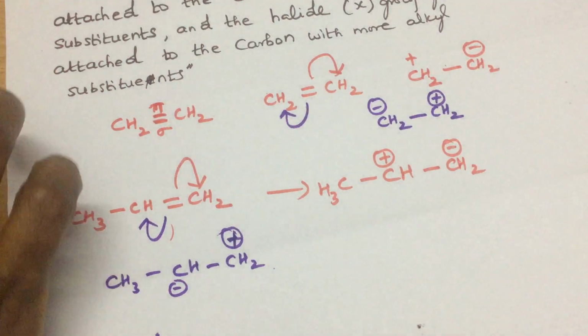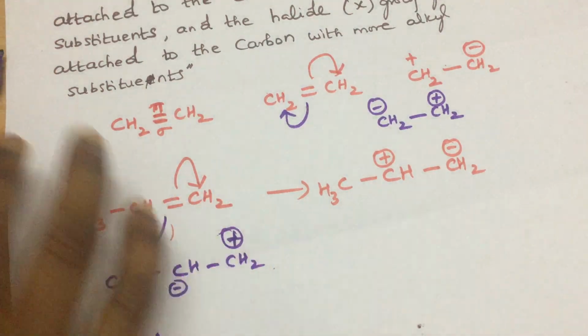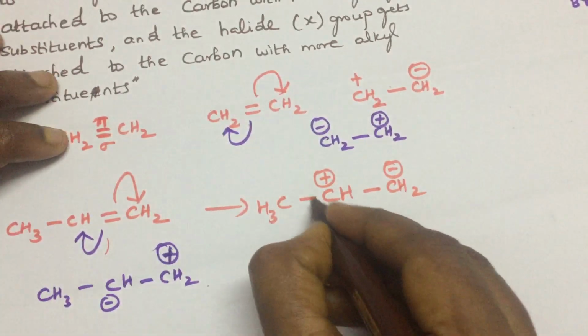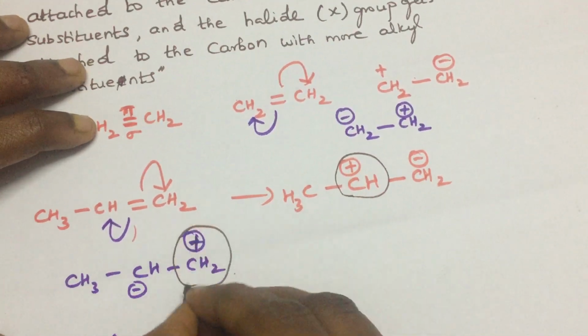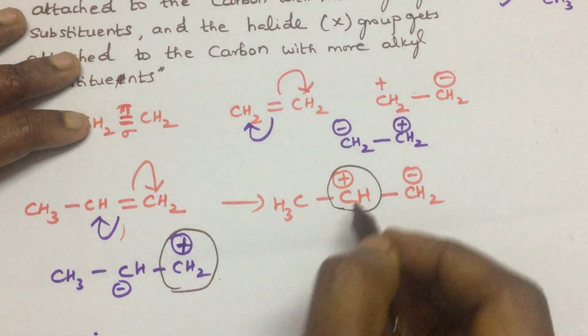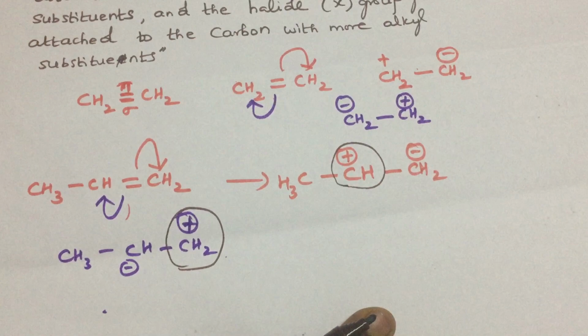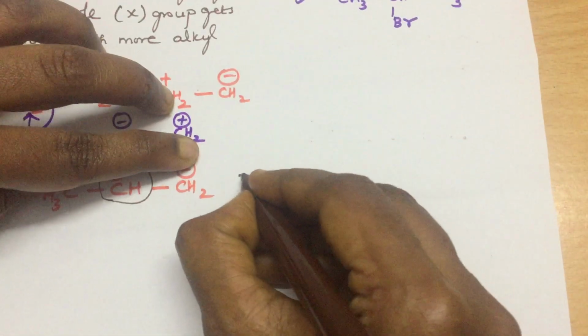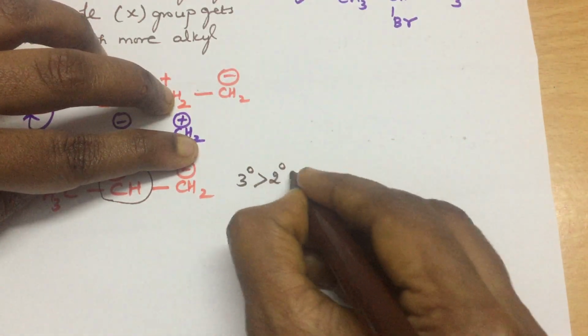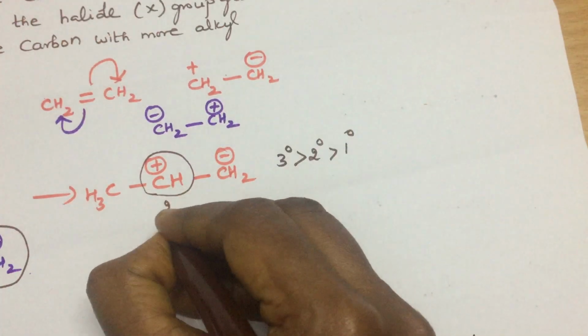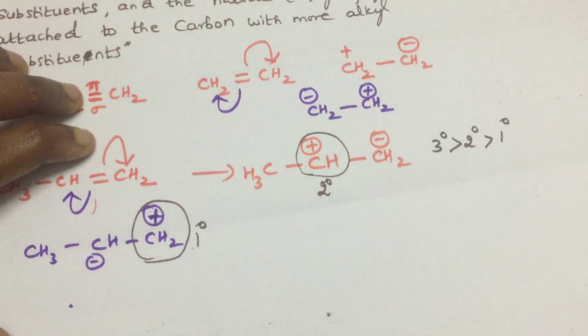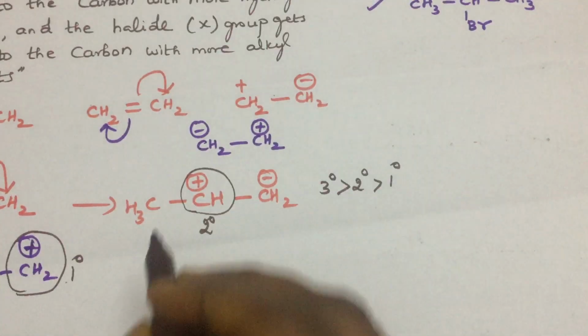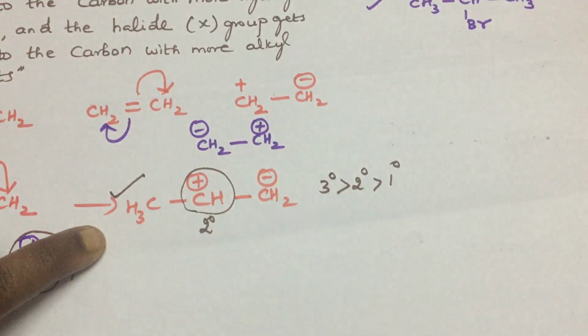Now focus only on the carbocation. Between the two possibilities, which carbocation is stable? As you know, carbocation stability follows the order tertiary, secondary and primary. As you can see, this is secondary and this is primary. So which is more stable? This one, so this one will be formed.